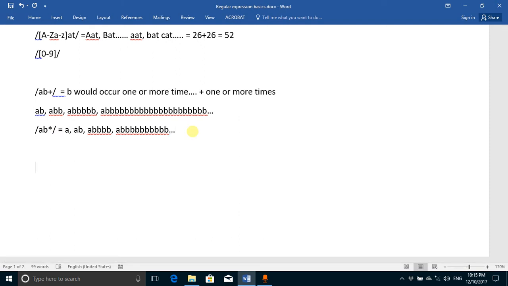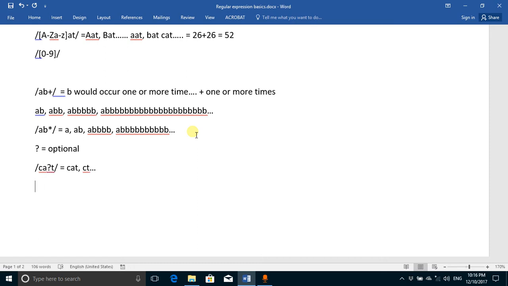And another symbol is the question mark, and it means optional. Like if I write CAT and I append a question mark at the end of A, it will mean CAT is a legal word, and similarly CT is a legal word. So A is actually optional.